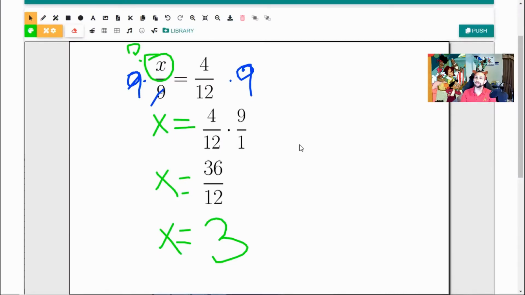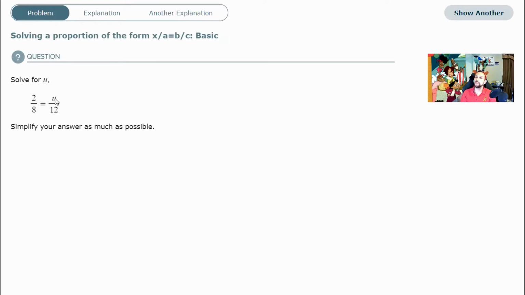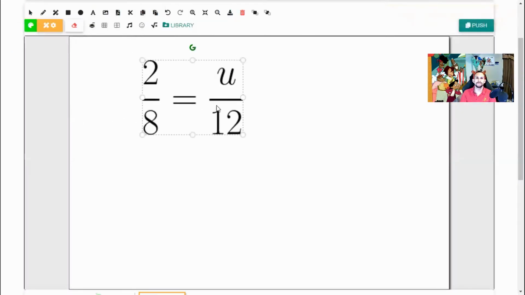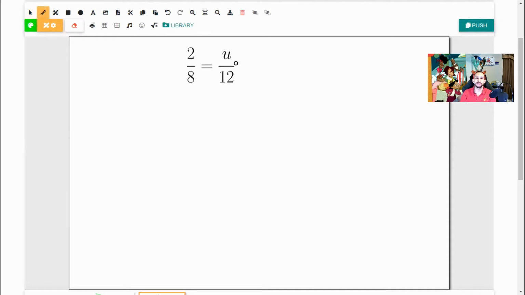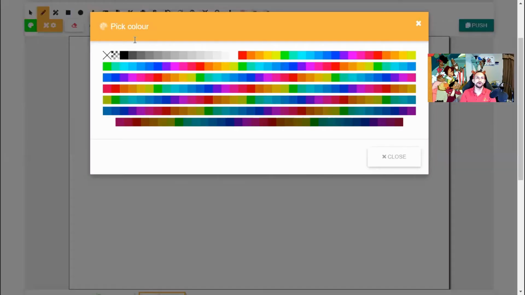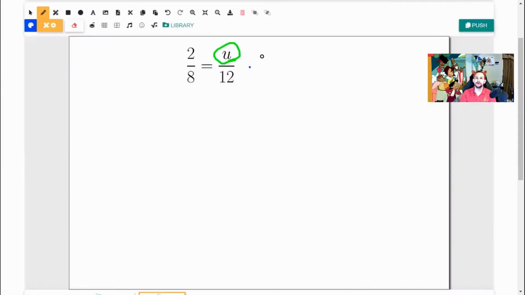Let's do one more. 2 over 8 is equal to what over 12? So again, we're going to do the same setup. Here's our equation from ALEKS. Now, of course, here we're trying to solve for u. So we want to get u by itself. U is being divided by 12, so we're going to do the opposite operation. We're going to multiply each side by 12.